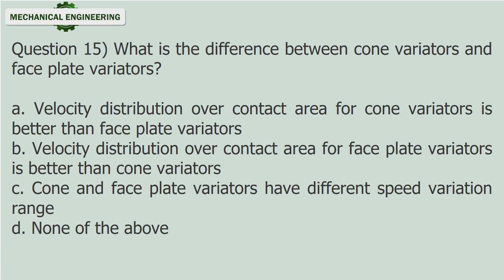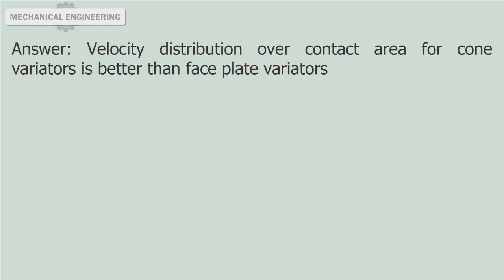Question 15. What is the difference between cone variators and faceplate variators? A. Velocity distribution over contact area for cone variators is better than faceplate variators. B. Velocity distribution over contact area for faceplate variators is better than cone variators. C. Cone and faceplate variators have different speed variation range. D. None of the above. Answer: velocity distribution over contact area for cone variators is better than faceplate variators.